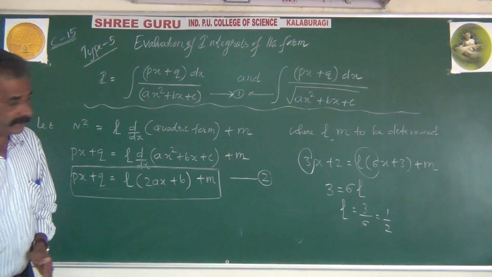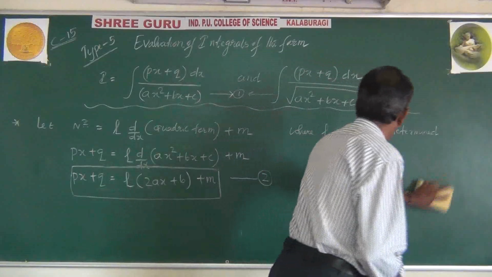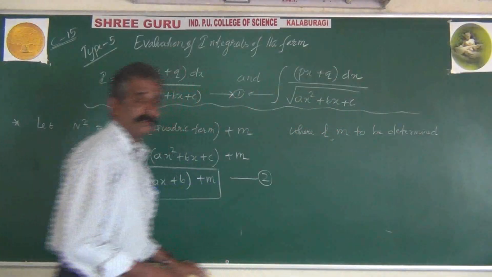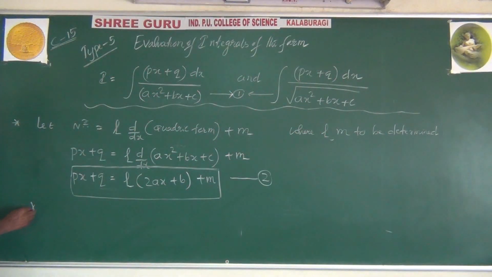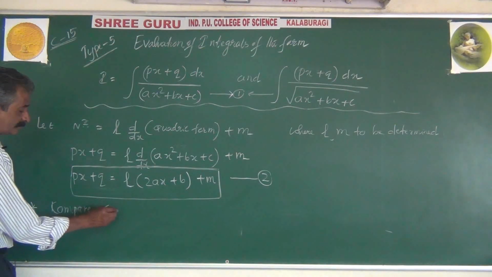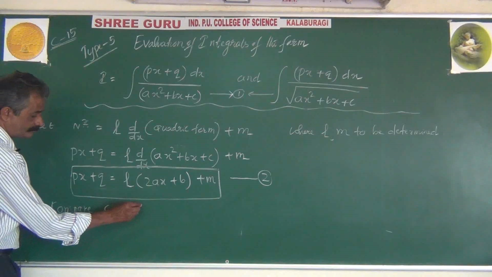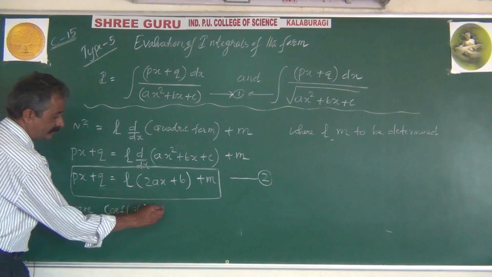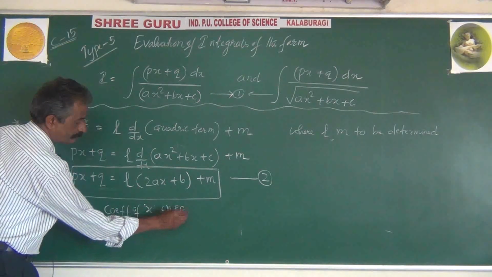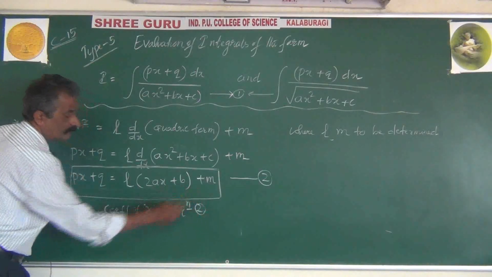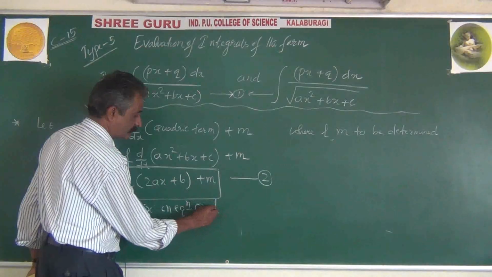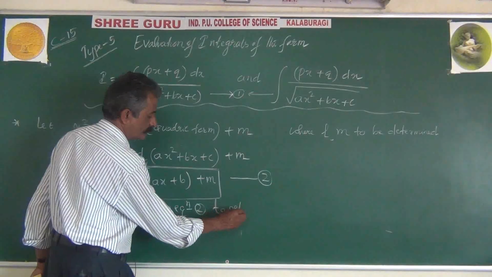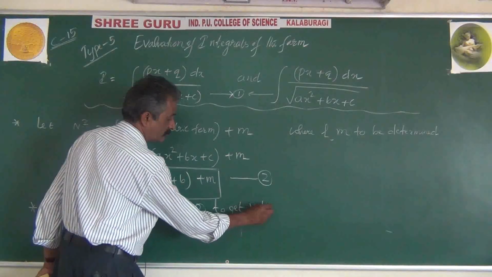You write the next part. Next step, or next part: compare, same as equate, the constant terms in equation 2 to get the value of M.